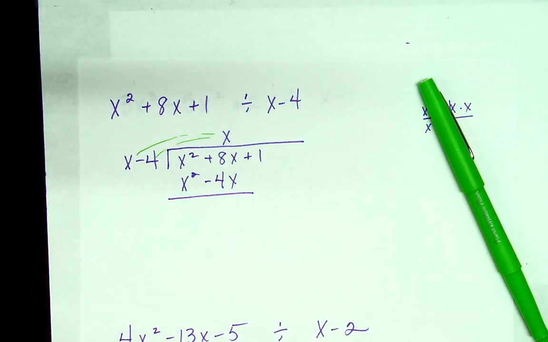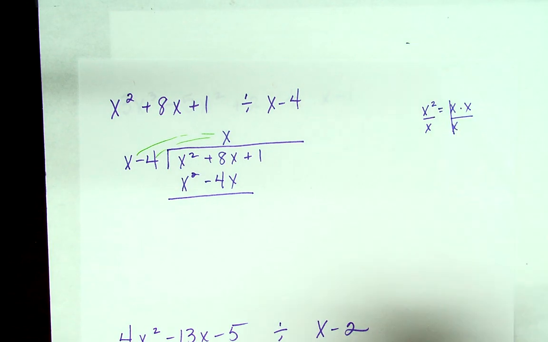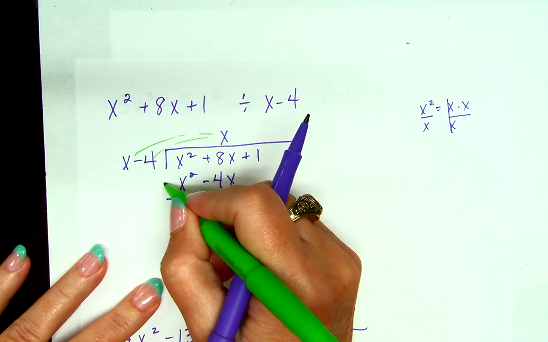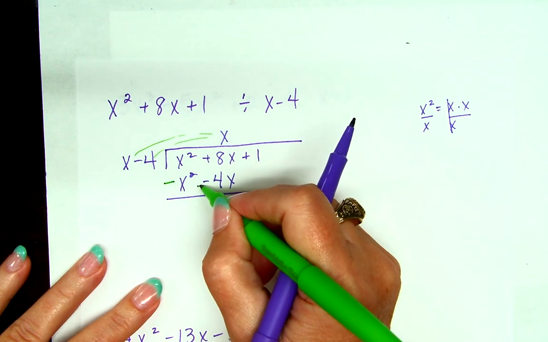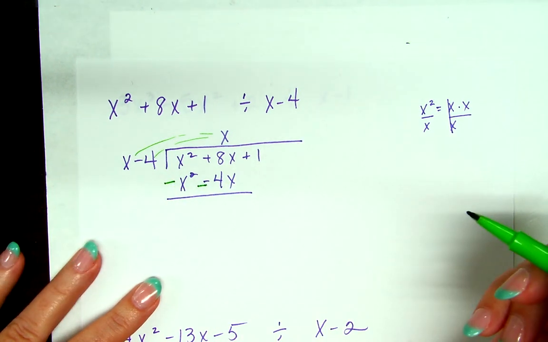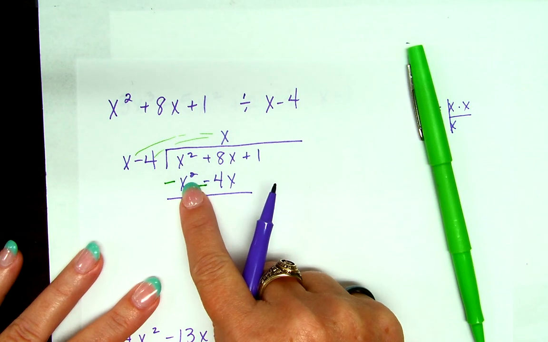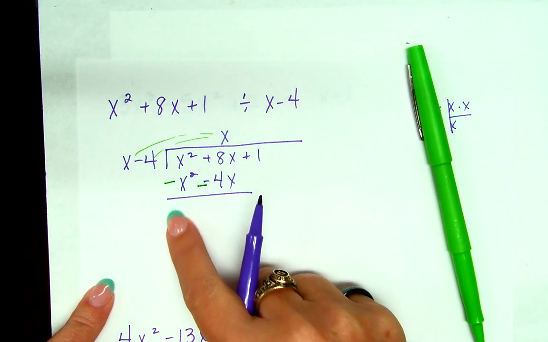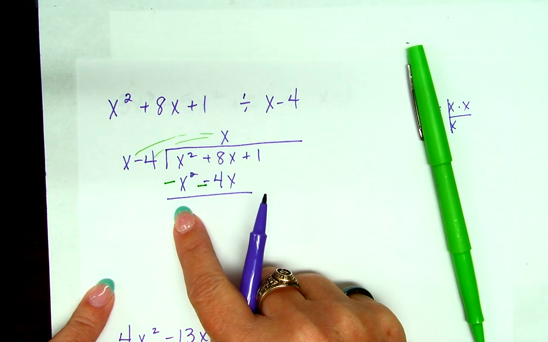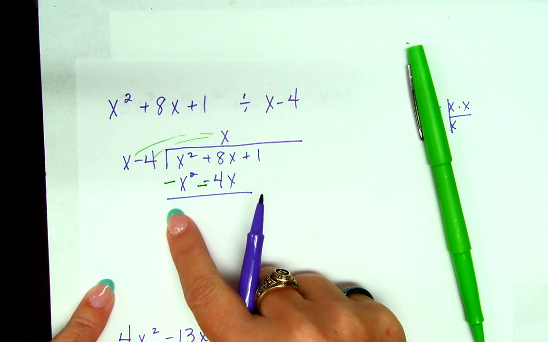And what do you think I do now? Subtract, right? But here's the thing you have to be real careful of, is you have to subtract everything. I have to subtract this, and I have to subtract this. So what is x squared minus x squared? 0, right? Should I always get a 0 here? Yes, I should always get a 0 here, okay?